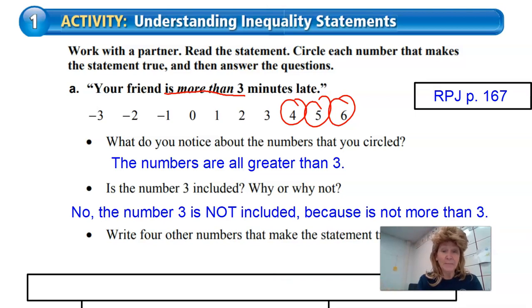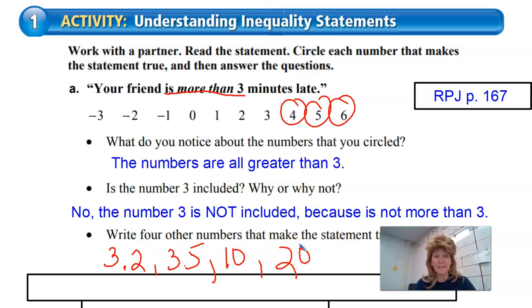But if I want to write some other numbers that would be included, how about if your friend was 3.2 minutes late? Or 3.5 minutes late? Or 10 minutes late? Or 20 minutes late. Those numbers make this true. And so what we're thinking about doing eventually is making a number line and showing an arrow of all the possible numbers that make a statement true.